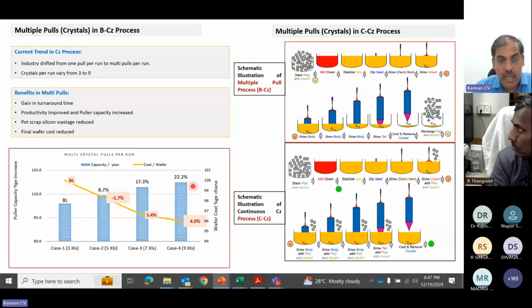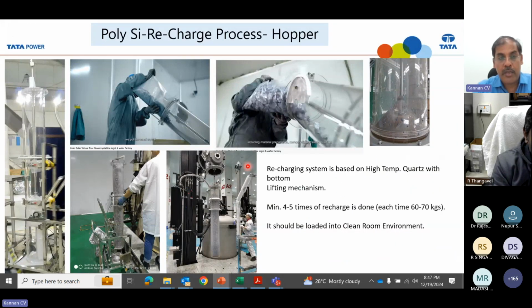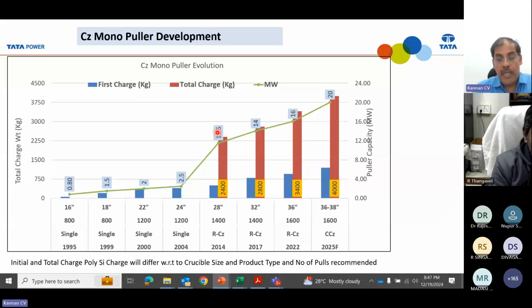The productivity also increases, from baseline to almost 20% more productivity. And if you see the cost, almost 4% of the cost per wafer is also going down. More importantly, productivity is increasing by doing the different process. This is how they are going to do the refilling.